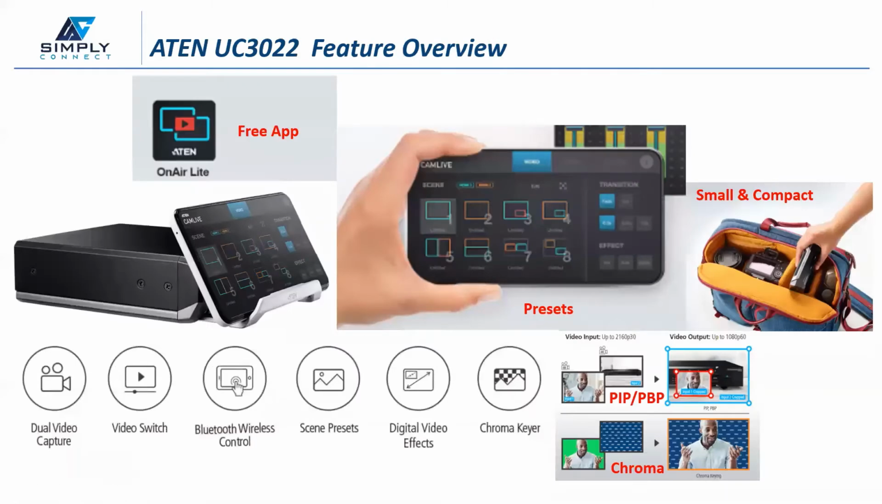So there is a free app which is provided with the UC3022. You can see here, this is the app that is provided by ATEN. This one is where you do all your controls. Let's say you want to do a picture-in-picture layout. You can either use a predefined layout or you can customize your own.